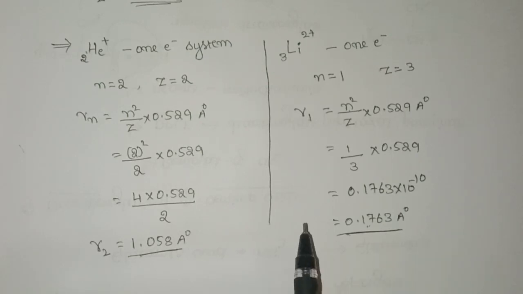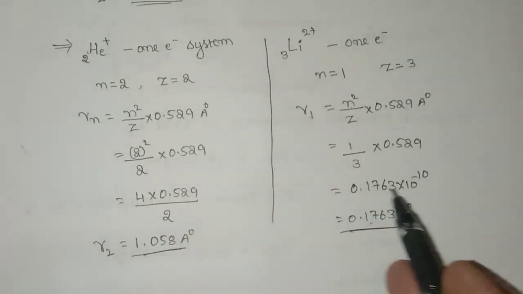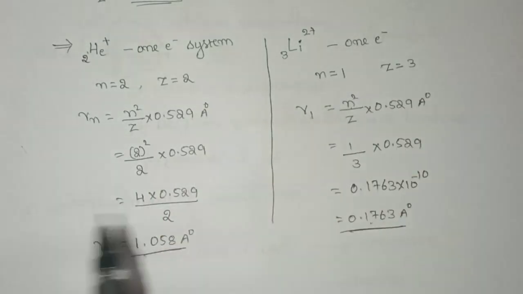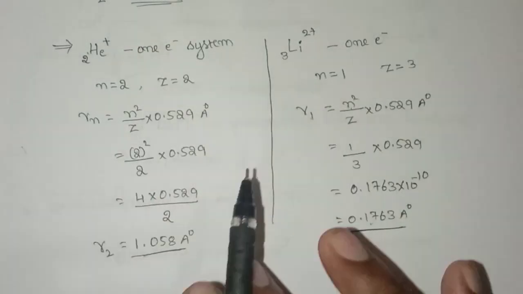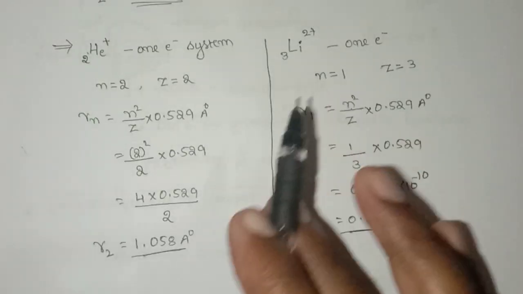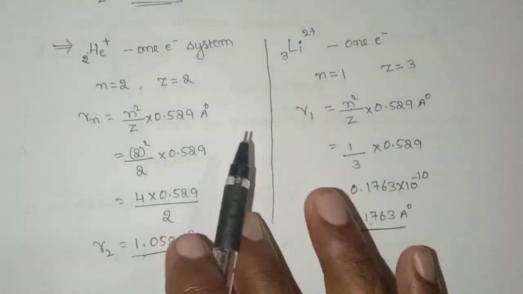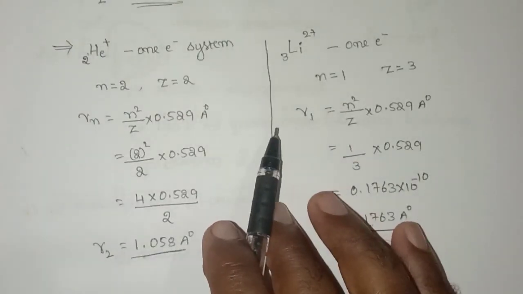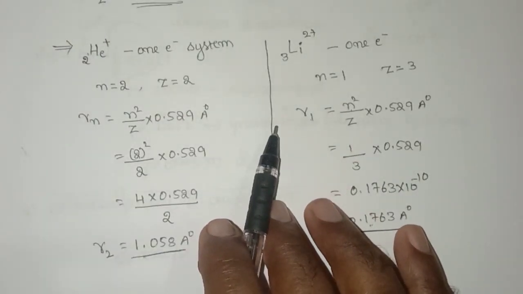These are the simplest ways through which we can calculate the radius of any orbit, up to the nth orbit, by using Bohr's equation. And in the next video, we shall look at the derivation of the expression for the energy of the nth orbit by using the same principles of Bohr's atomic theory. Thank you.